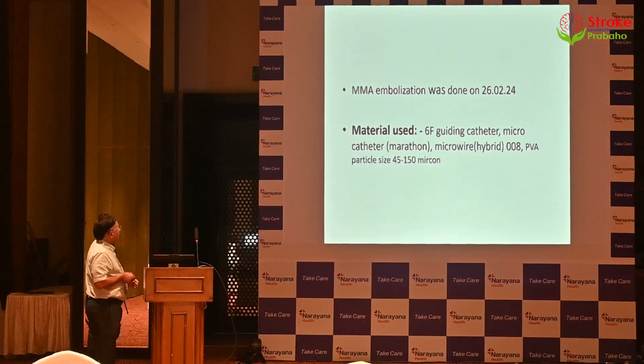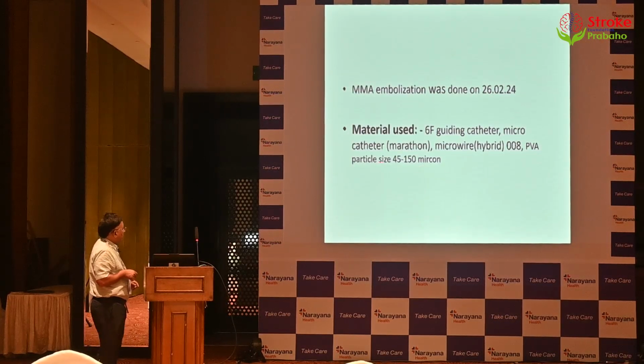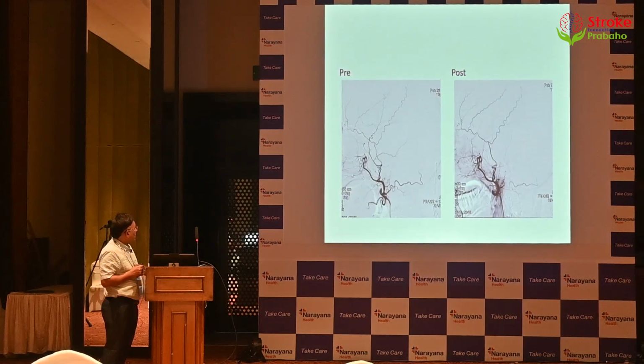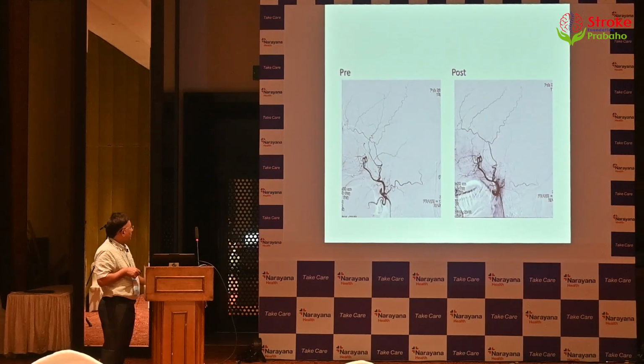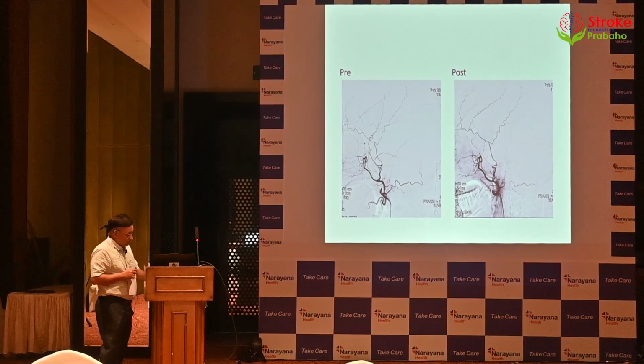Middle meningeal artery embolization was done on 26 February. The particle size used here was 45 to 150 micron. So this is the pre and post. We can see the middle meningeal artery is visible up to the foramen spinosum. Before that it is occluded. So it is a safe point. You should not go beyond this foramen spinosum, otherwise you may have cranial neuropathy.